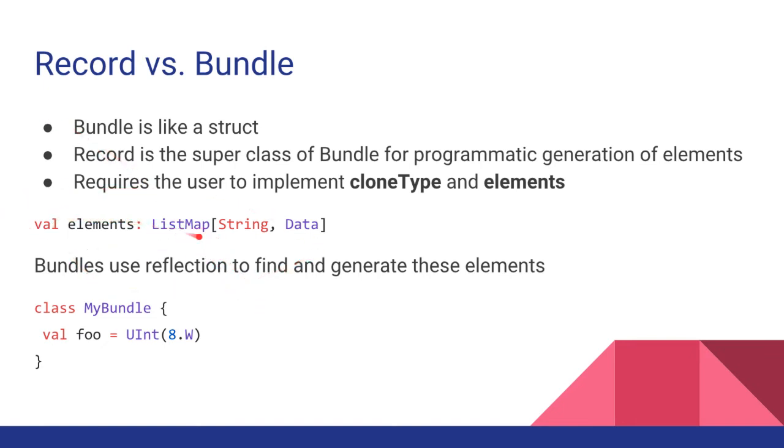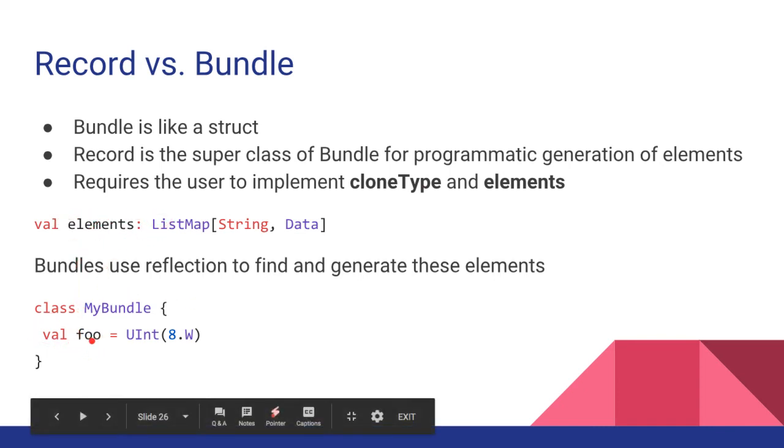Now, there are problems with ListMap, and you may see that there are open issues about this. We really need to get this fixed. There are performance problems because ListMap has a linear lookup, but forget about that right now. The idea here is that bundles automatically can populate elements. We use reflection to say elements is a ListMap of size 1 with foo to this UInt8.